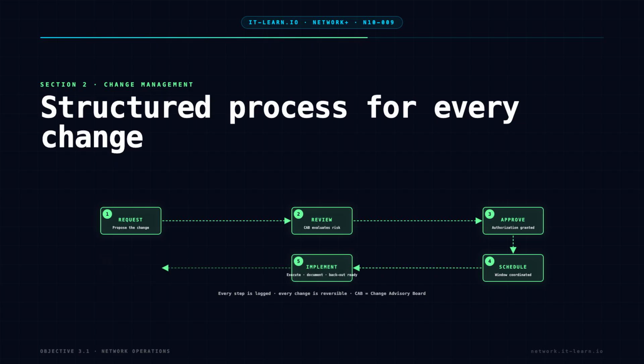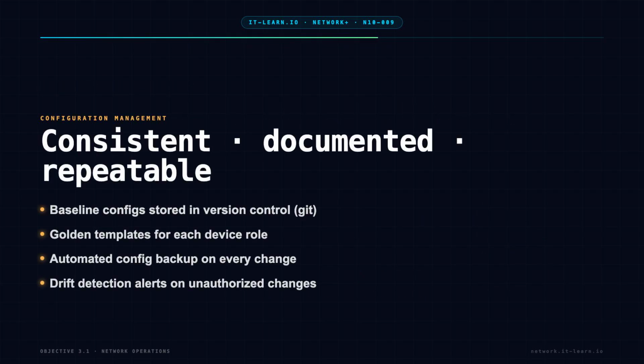Configuration management involves maintaining consistent and documented configurations across all network devices. This includes maintaining baseline configurations for each device type, using version control to track configuration changes, regularly backing up device configurations, and implementing configuration standards and templates.